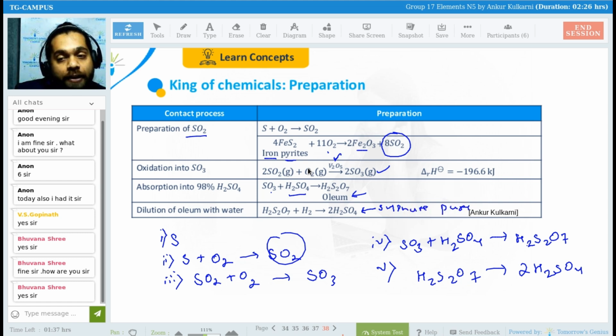Now you will ask me why we are using sulfuric acid over here also. It is just to get a pure grade of sulfuric acid. The final product should be pure. That's why we use the H2SO4.